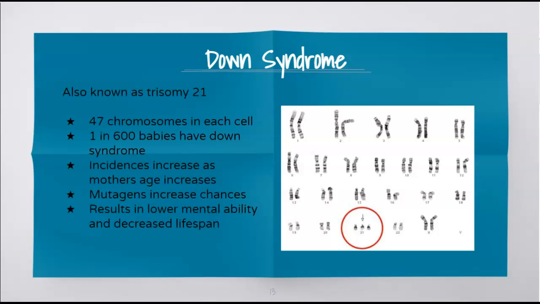That is what it's known as. And as you can see in the picture, there are 3 chromosomes at the 21st set of the pairs that they're supposed to have. There's now a triple, okay? This means they have 47 chromosomes in each cell. 1 in 600 babies have Down syndrome, and the incidences of Down syndrome actually increases as mother's age increases.